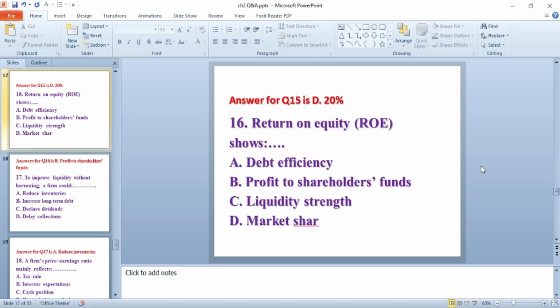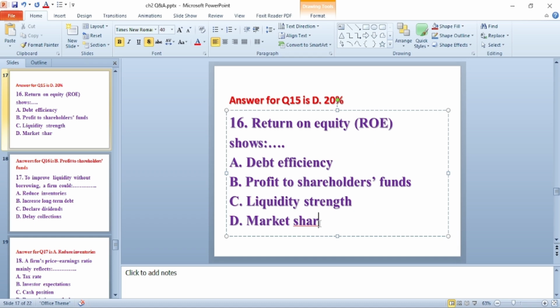Question number 16. Return on equity shows dash: A. Debt efficiency. B. Profit to shareholders' funds. C. Liquidity strength. D. Market share. The answer for this question is B. Profit to shareholders' funds.